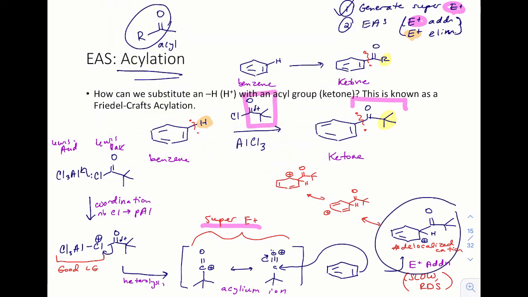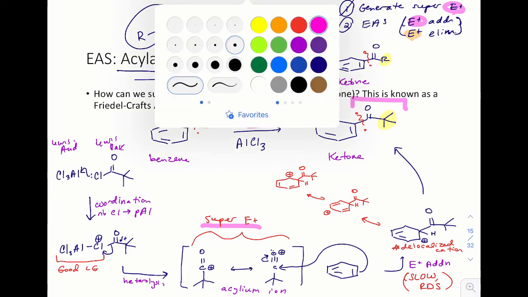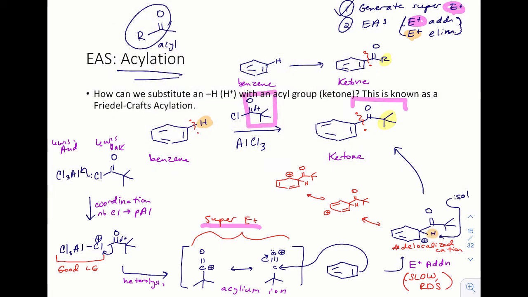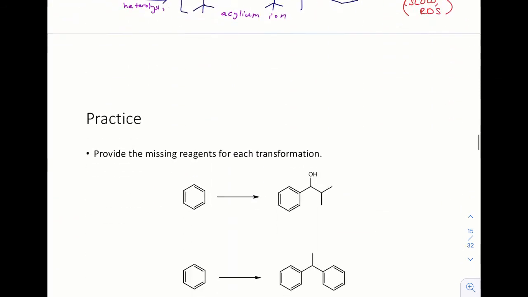Okay, slow step, electrophile addition, and now quick electrophile elimination to form the product. The electrophile that is eliminated, though, is proton, and the solvent facilitates that. This is the Friedel-Crafts acylation. It's similar to the Friedel-Crafts alkylation with a couple of differences. So let's talk about that now.